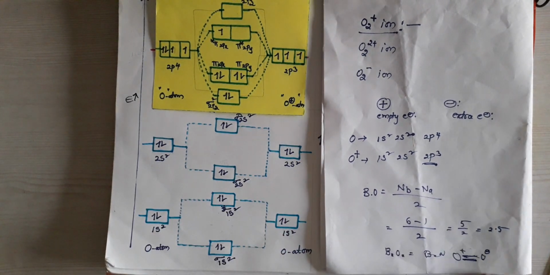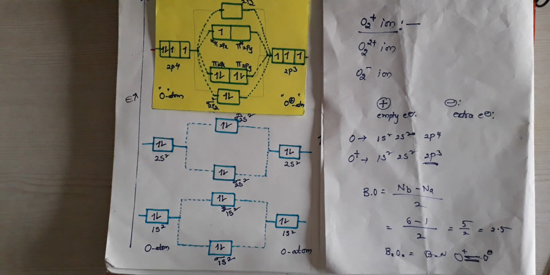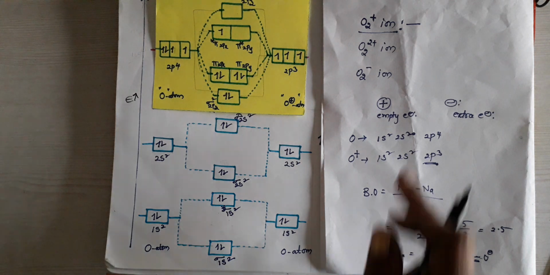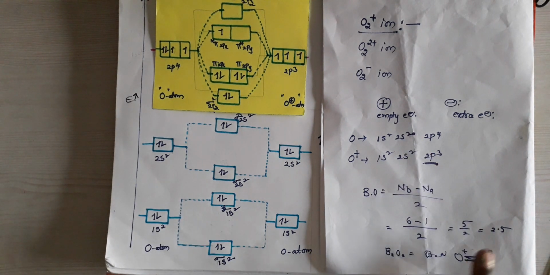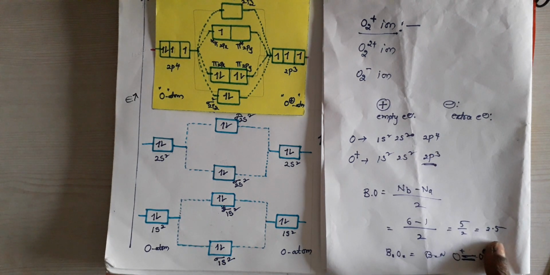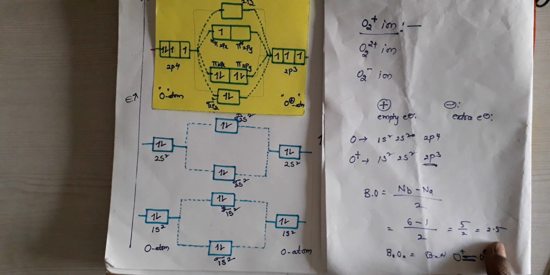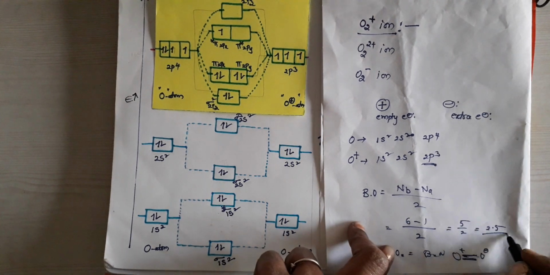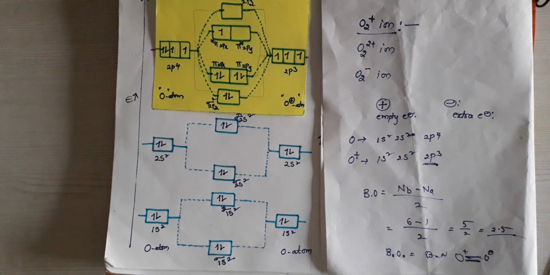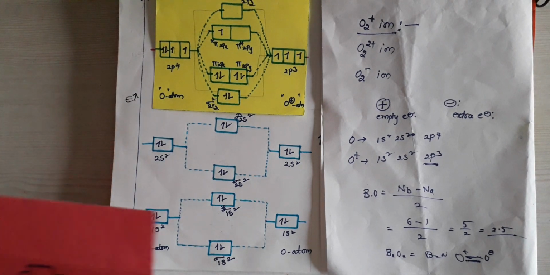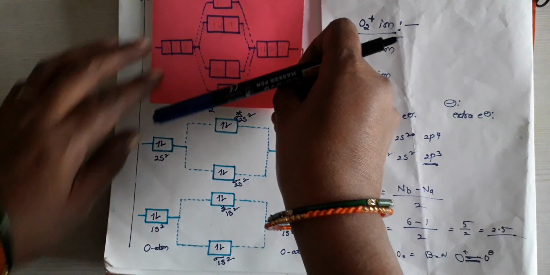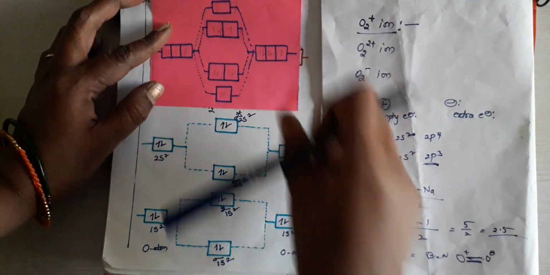Okay, so it is nothing but 0.5. So this is about the O2 plus ion molecular orbital diagram, and these are the properties, and this is its bond order. Bond order for O2 plus, how much? 2.5. Next, O2 minus. Here, simply for O2 minus.